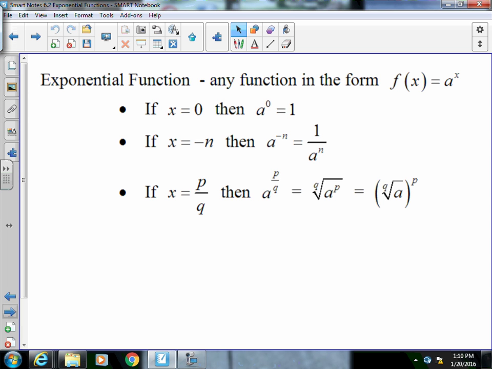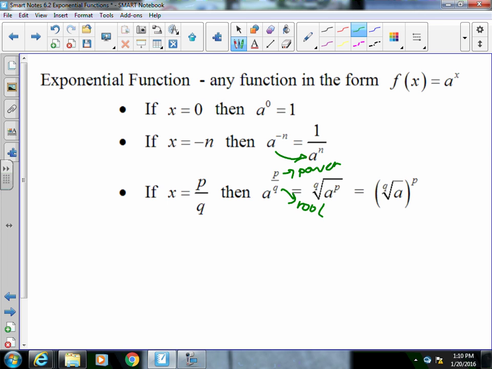Couple rules. If we have a function in the form of f of x equals a to the x, it is an exponential function. If x equals 0, then a to the 0 is 1. If x equals negative n, then we can move it to the denominator to make it positive. And if you have a fractional exponent, the top is your power, and the bottom is your root.